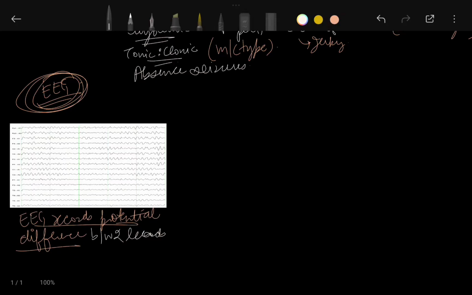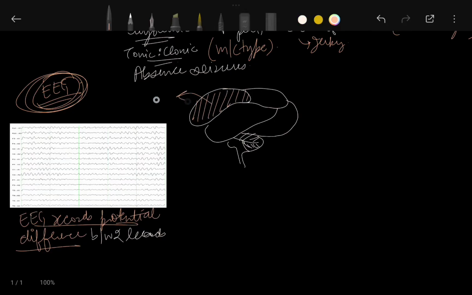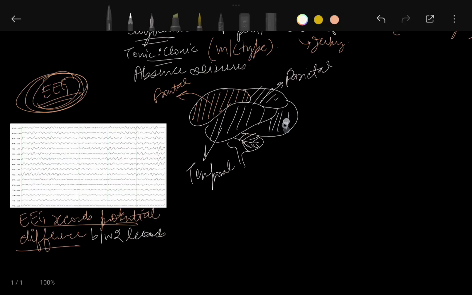And now, since the leads which are used are placed on the brain, let us know about the structure of the brain first. For example, this is a normal brain, a rough structure of the brain. Now, this is the frontal part of the brain. This one is the parietal. This is the temporal part of the brain, and this is the occipital part of the brain.